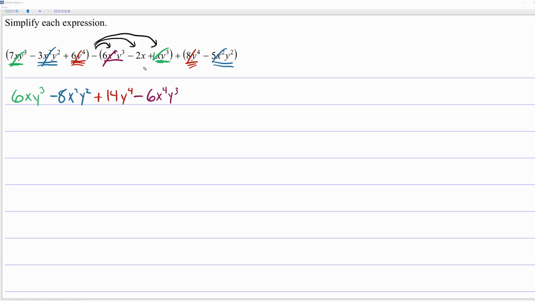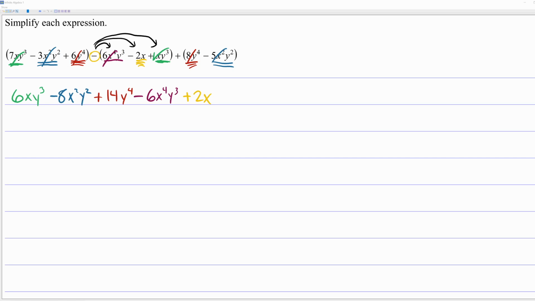Now, there's one more here. I forget how many times I've underlined. 1, 2, 3, maybe 4 is fine. There are no other like terms because everything else has been crossed out. Just remember, we're distributing the minus sign in front. So negative times negative is positive. This is plus 2x.